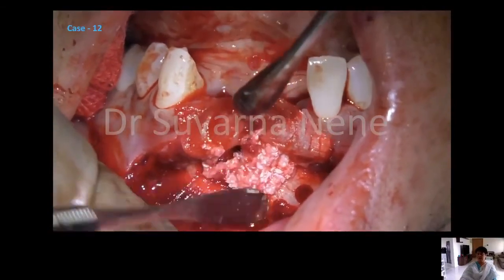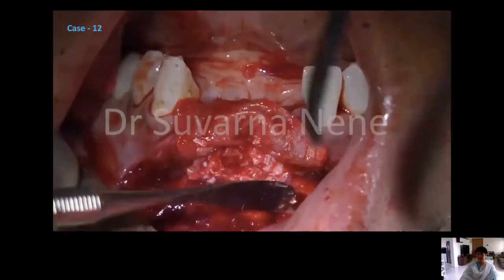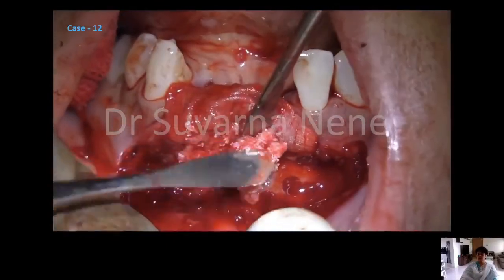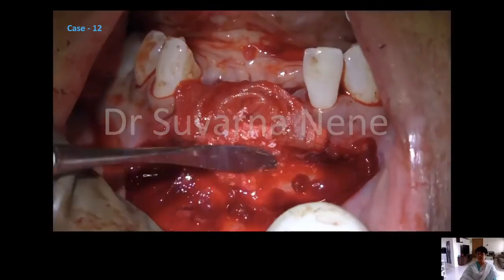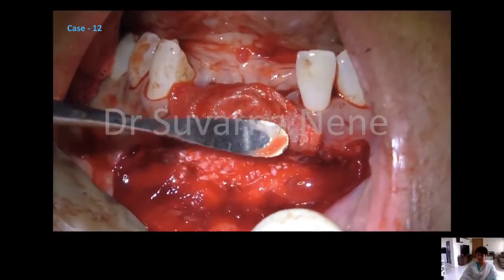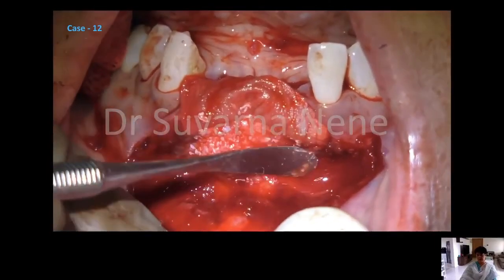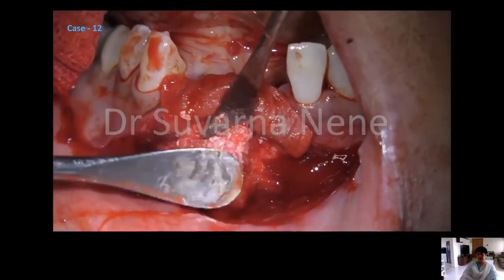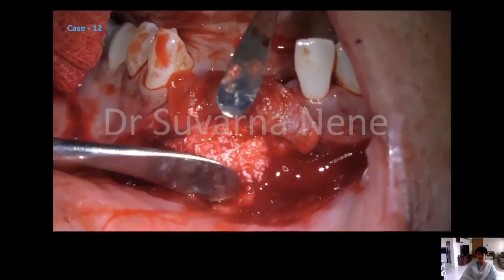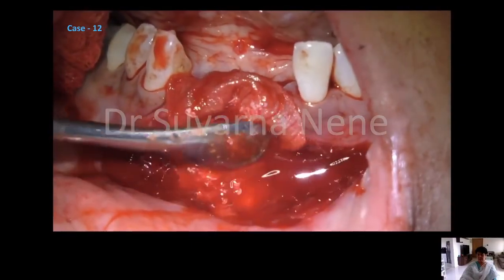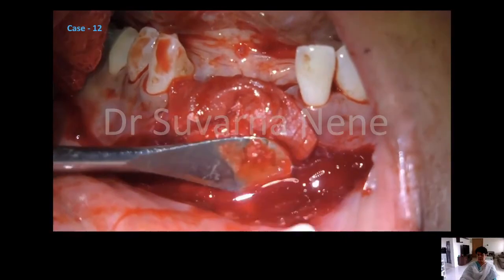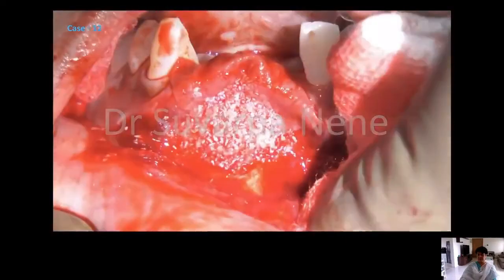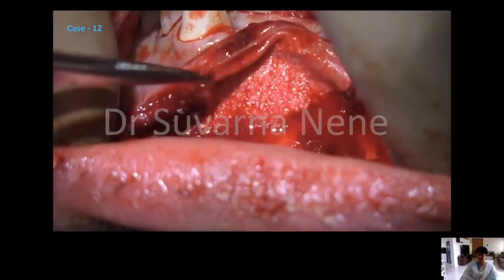And now we have mixed xenogenous also in it. Now we are going to place it in the area of our interest. I'm going to use a huge amount of graft because I really want to gain height and not width. Lingually it is stabilized, membrane stable. This bleeding is happening because we have taken a lot of autogenous graft. So don't worry, you can always control it.